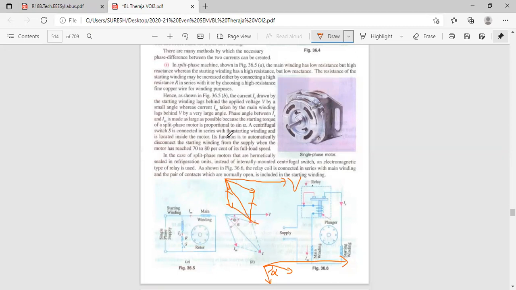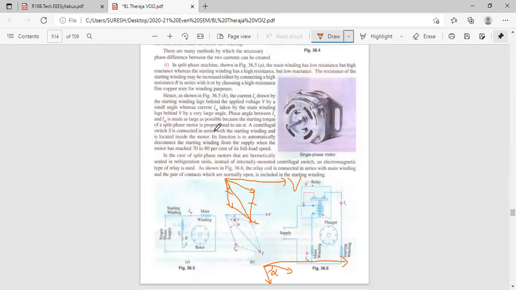See, this is important. The phase angle between IS and IM is made as large as possible because the starting torque of a split phase motor is proportional to sine alpha. Torque is proportional to sine alpha. If alpha is more, the ideal value of the angle between IS and IM is 90 degrees. If it is approximately 90 degrees, then more torque is created. But the angle between IS and IM is generally not 90 degrees. We have to make it approximately 90, but we can't make it exactly the ideal 90 degrees.